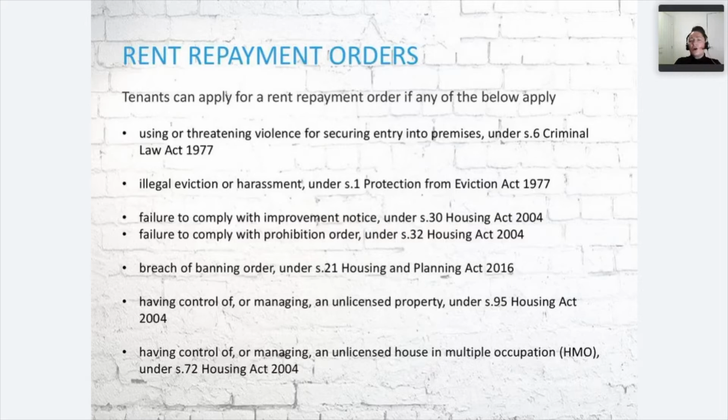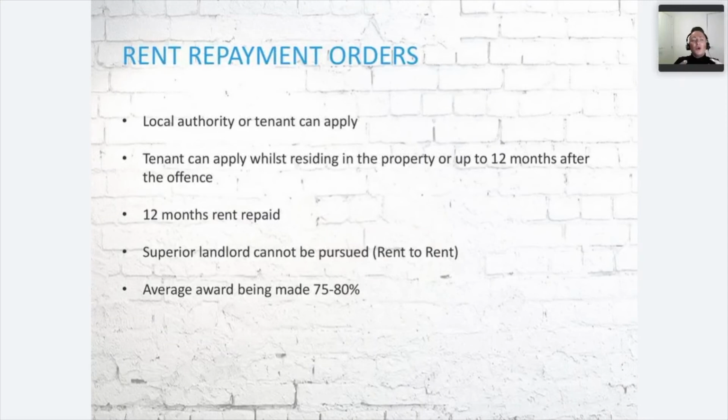So let's look at the two most common requests for rent repayment orders in our industry. And it is quite simply, if your property requires a license, whether that be an additional license, a selective license, or a mandatory HMO license, and you as the landlord do not have one, you're in trouble. What does a rent repayment order look like? What does this mean to you financially? Well, what it means is that the tenant can make an application for you to pay them back 12 months worth of rent. 12 months worth of rent.